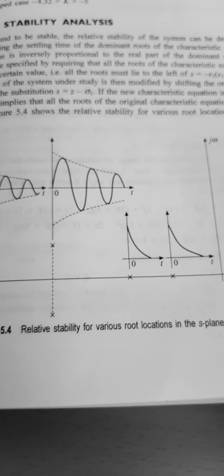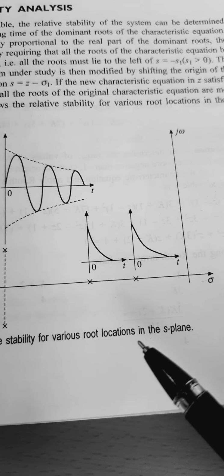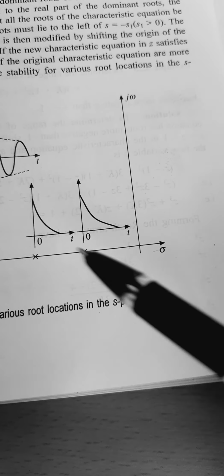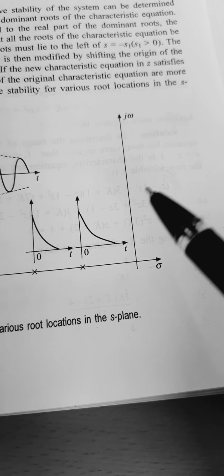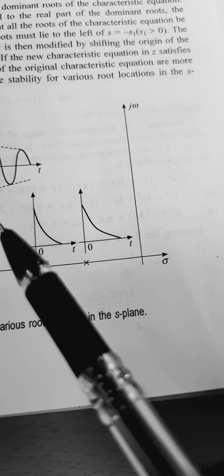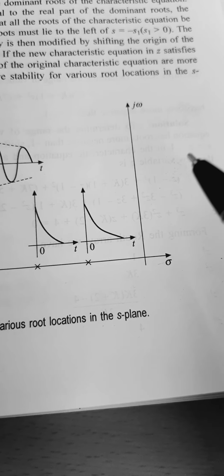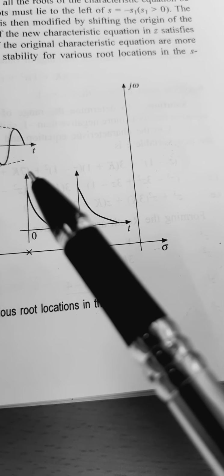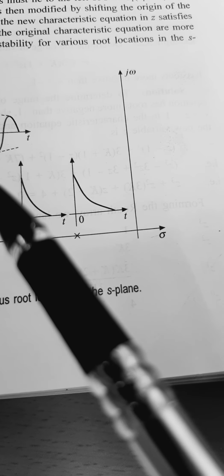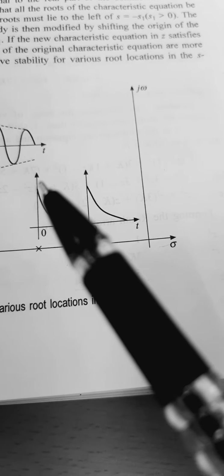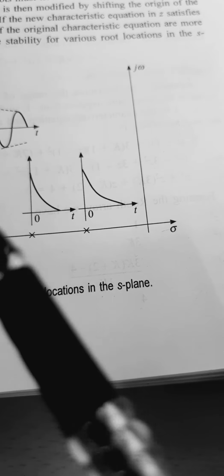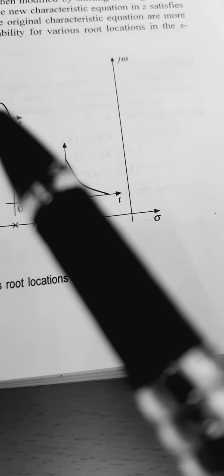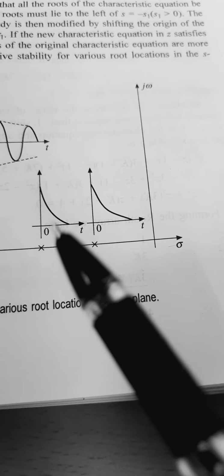Before that, you can see the relative stability for various root locations in S plane. Here this is S plane, this is the imaginary axis, and this will be the real axis. This side is the right half of the plane, this will be the left half of the plane. And as you know, if the poles are on the left half of S plane, it is stable. When you are checking whether it is left or right, you just check whether it is stable or not. That is known as absolute stability.